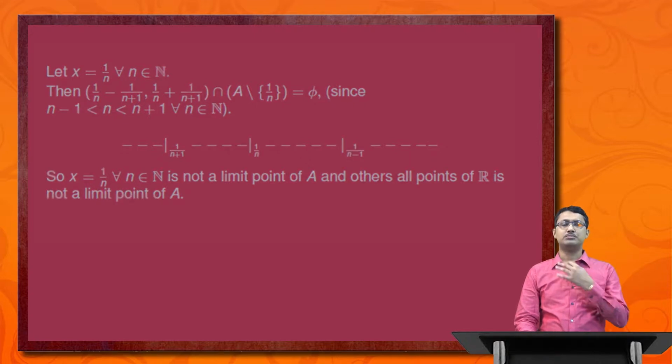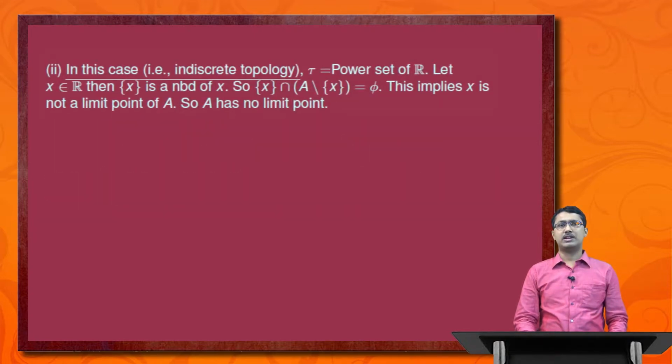For case 2, we consider the indiscrete topology. So τ is equal to the power set of X. Let x belong to the real numbers. Then the singleton {x} is a neighborhood of x. So the singleton {x} intersection (A minus the singleton {x}) is equal to φ. This implies x is not a limit point of A. So A has no limit point in R.